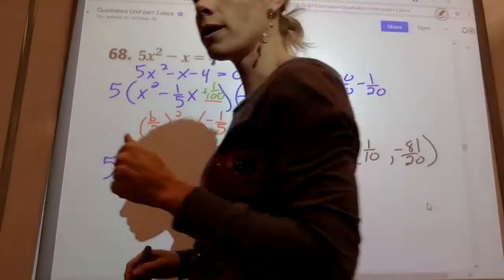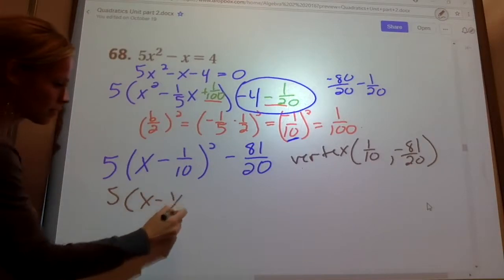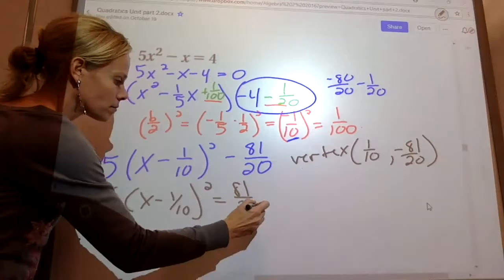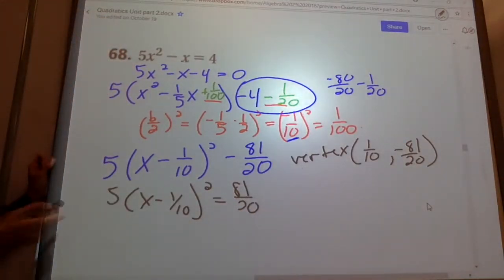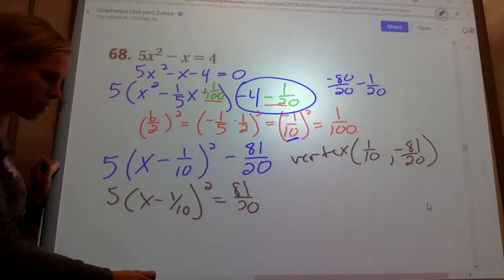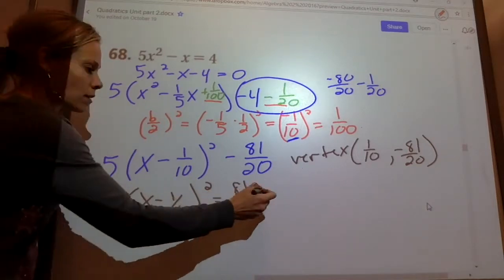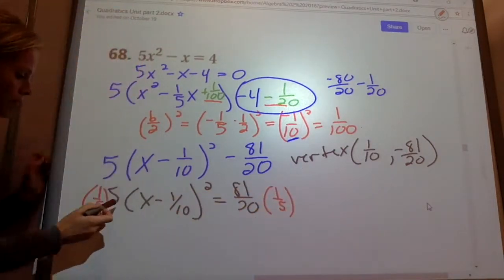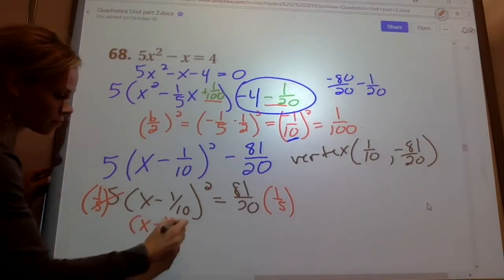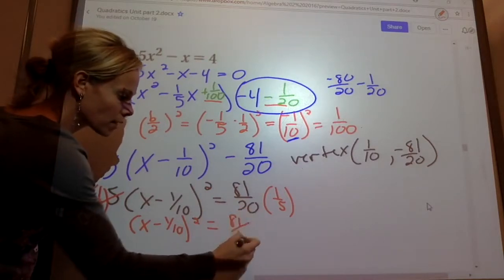And then I can keep going to solve. Right, so 5, add the 81/20ths over. You're not going to want to divide by 5, because 81/20ths divided by 5 is messy. So what you can do is multiply by 1/5. That's easier when you're working with fractions, and that crosses off the 5s. And that would be 81 over 100.